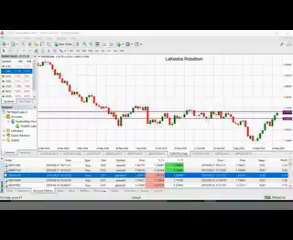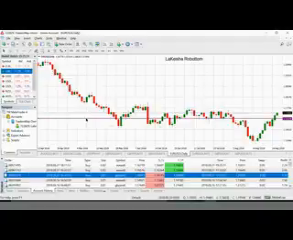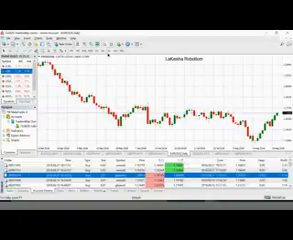Now we'll get straight into the charts. Here you can see that I've already pre-plotted these, and I will take these out. But I am in the Euro USD daily chart. Price action is currently at 1.7091.